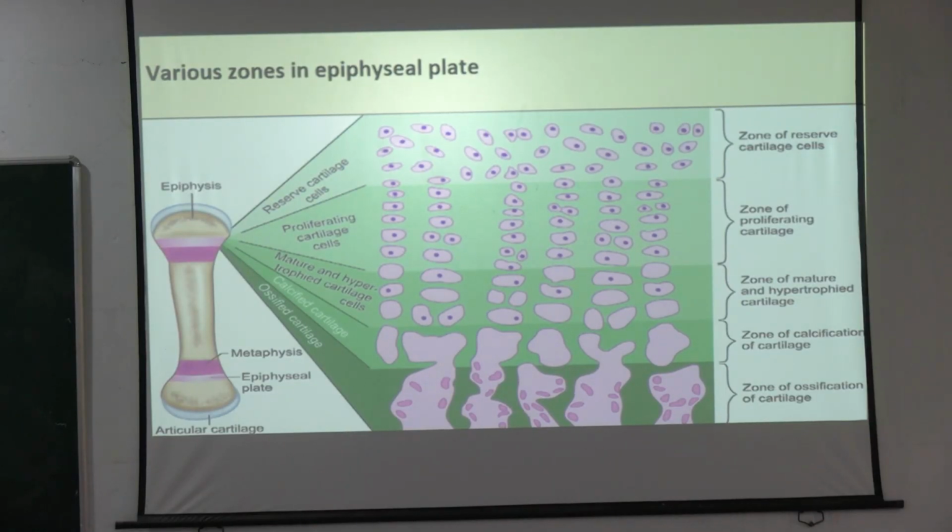Now, this epiphyseal plate can be divided based on the cartilages which are there. Some of the cartilages are present in the upper, middle and lower parts. Slowly they go down and become ossified. That means the lower end of this epiphyseal plate, where it joins with the bone, becomes ossified.